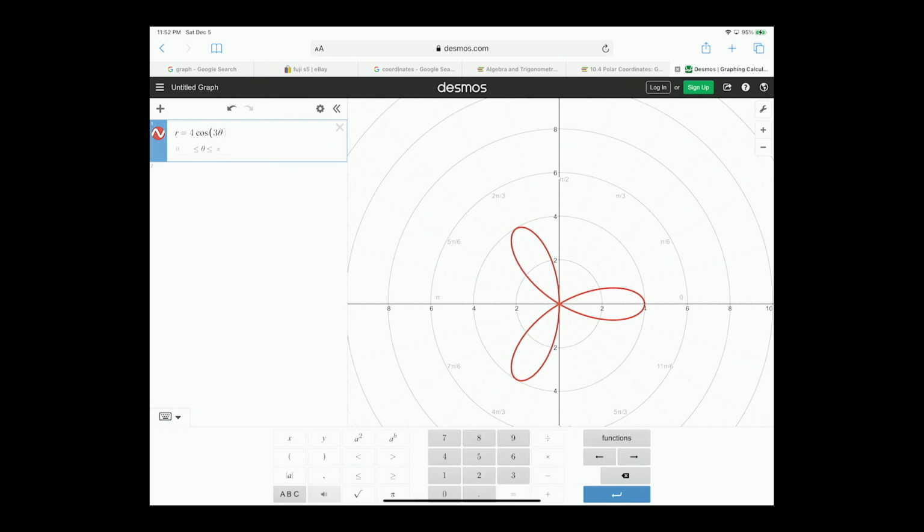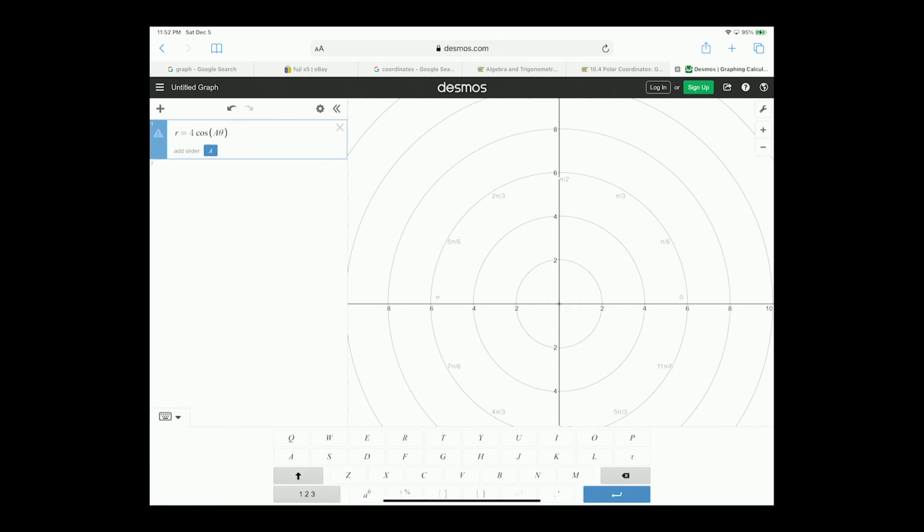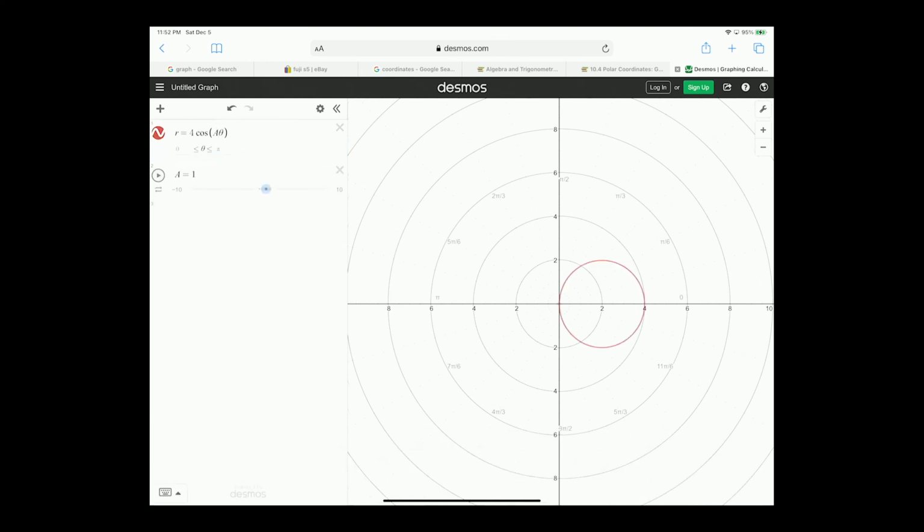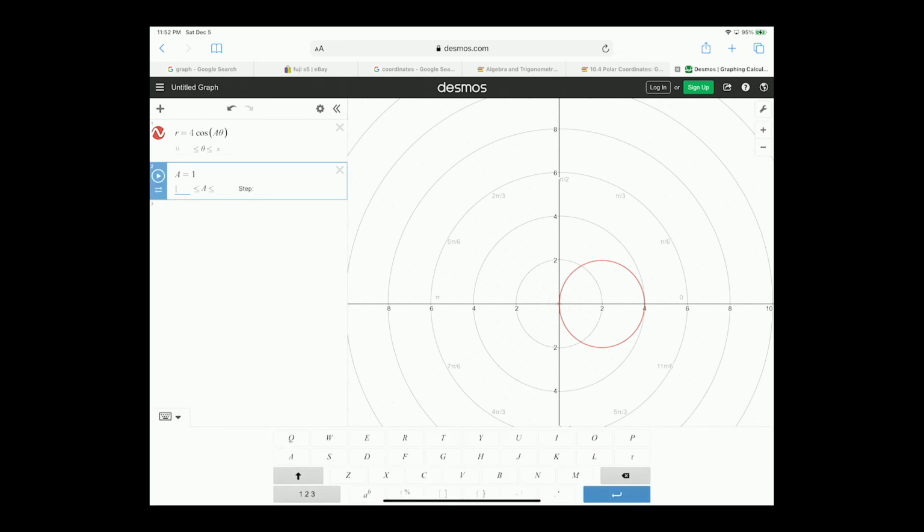And once I do this, I can do something else here. I can delete this, and I can put a variable here. We'll go capital A, and it'll say you want a slider for A, and I say yes. And then I can change the bounds here. I can say let's go from 1 to, let's say, 10. No, let's just say 8. And the step size should be 1.